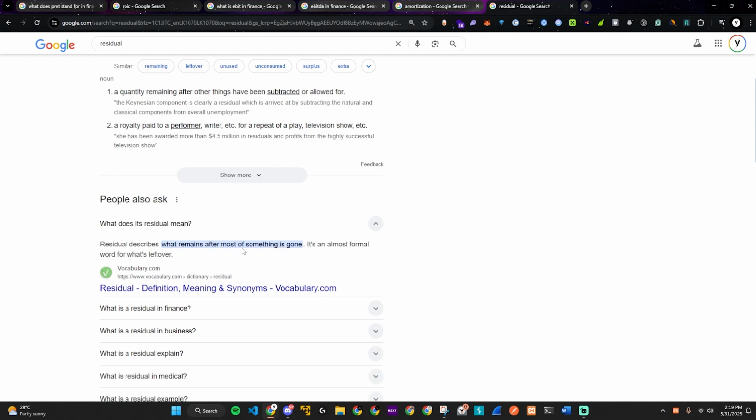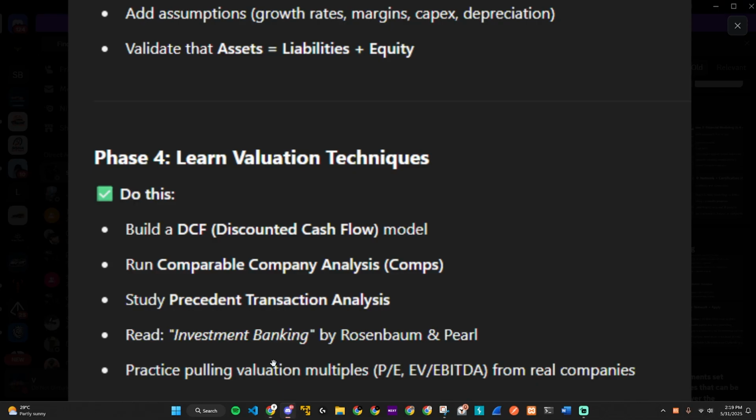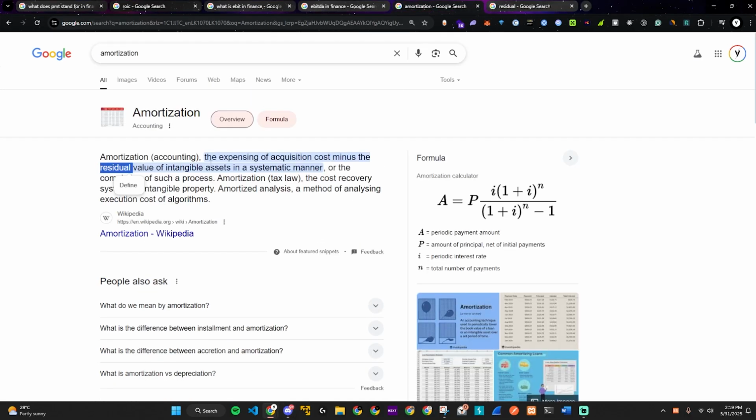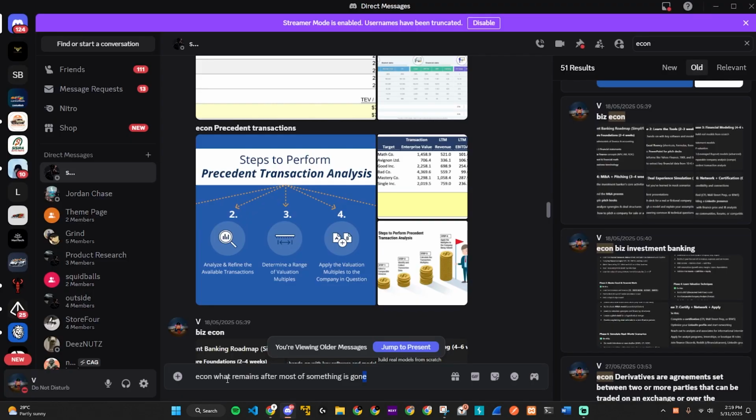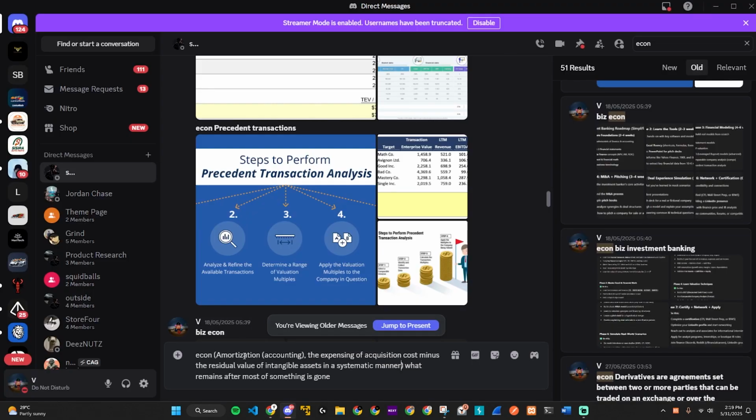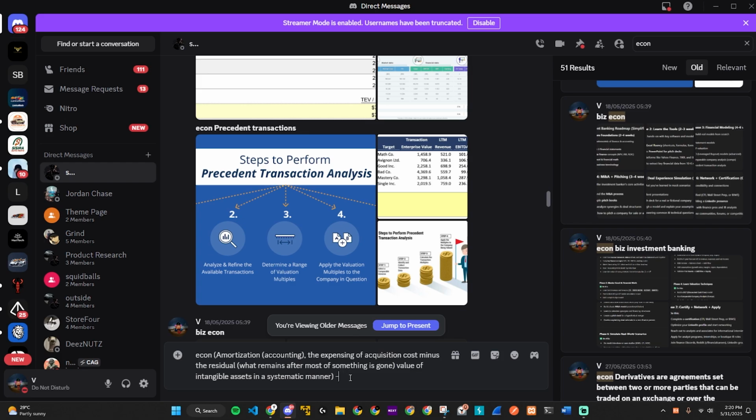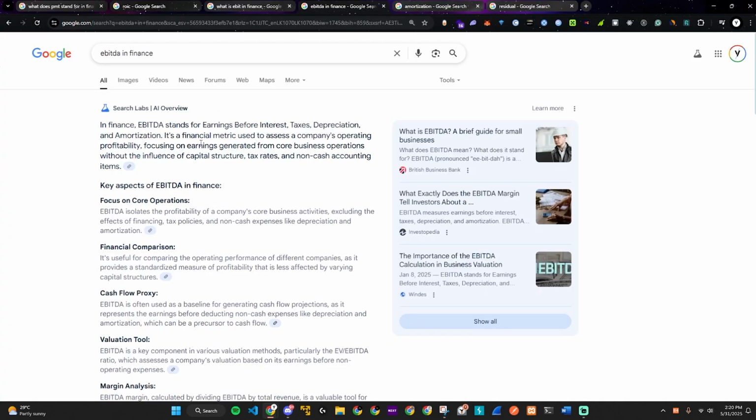What remains after most of something is gone. So we'll do it with the meanings itself, so it's easier. Let's grab this and amortization. So let's do definitions within definitions. Okay. So we're gonna do amortization, and then we're going to do residuals, which is residual value. So we're going to do residual value of something. All right, so let's move back here.